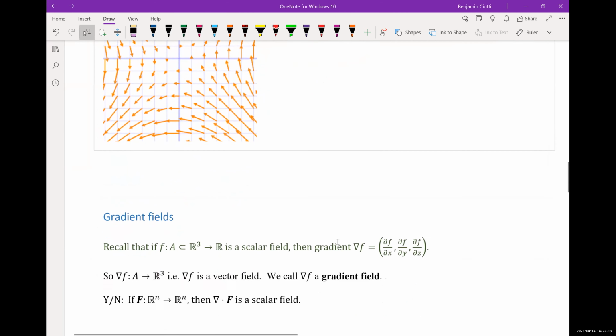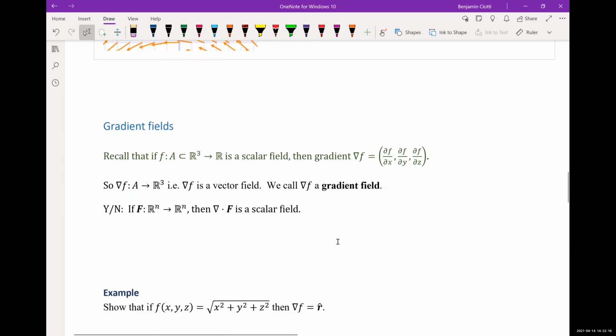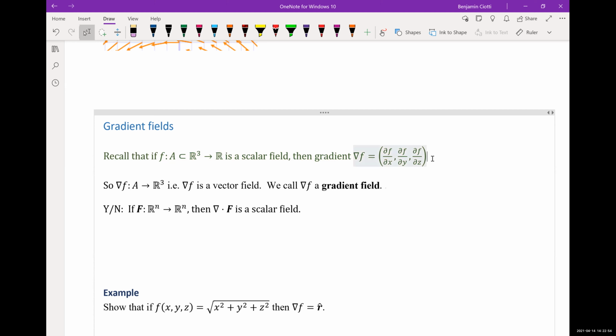So let's talk about gradient fields. First, let me remind you of what a gradient is. If you have a scalar valued function defined on a subset of R3, then its gradient is a vector whose components are each of the respective partial derivatives. So the gradient is a vector. Right? This quantity right here lives in R3.